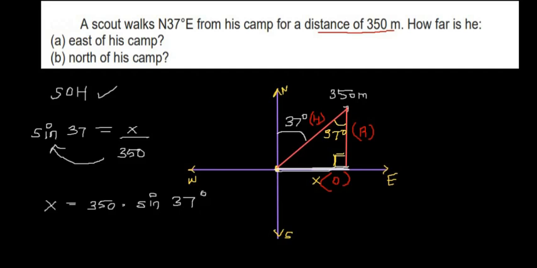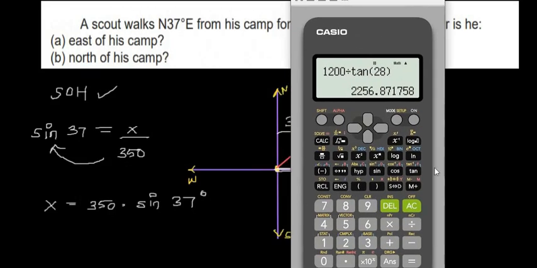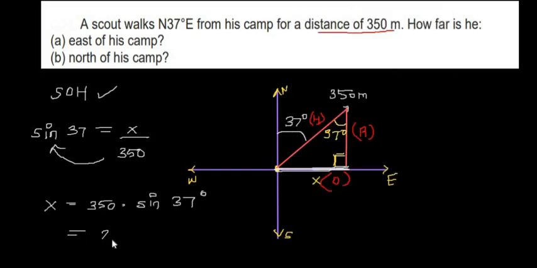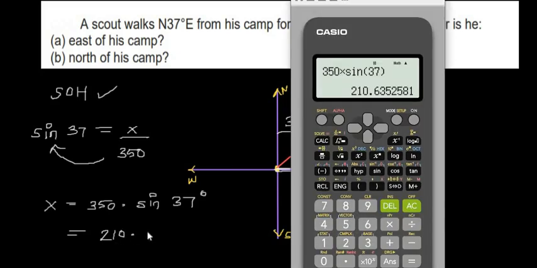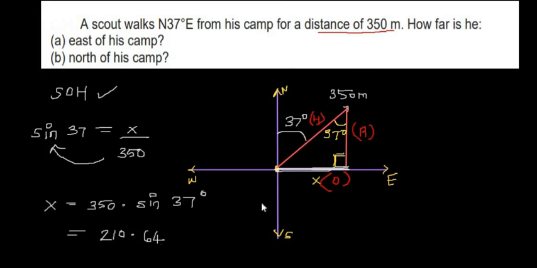So let us see how much we get for this. We have 350 multiplied with sine of 37, which is 210.635. We can write it as 210.64, so we are rounding it off. This is in meters. So this is the distance he travels along the east.